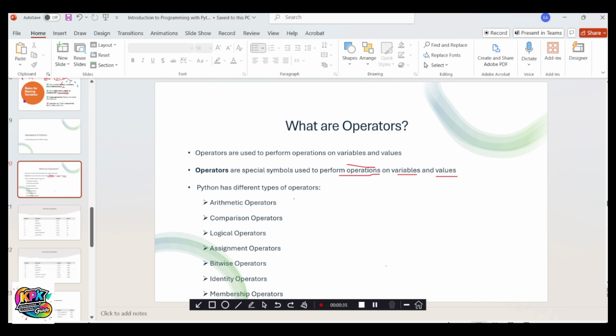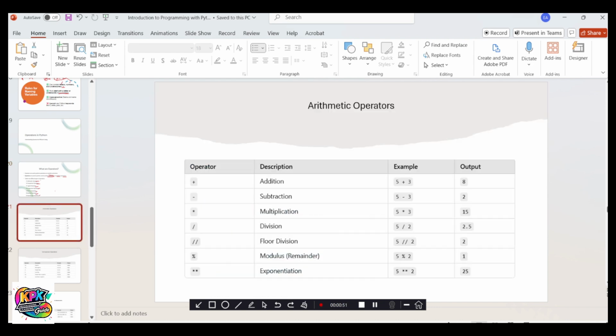You have arithmetic operators, comparison operators, logical operators, assignment operators, bitwise operators, identity operators, and membership operators. So let's look in detail at what arithmetic operators are. Arithmetic operators help in operations such as addition, subtraction, multiplication, division, floor division, modulus, and exponential.